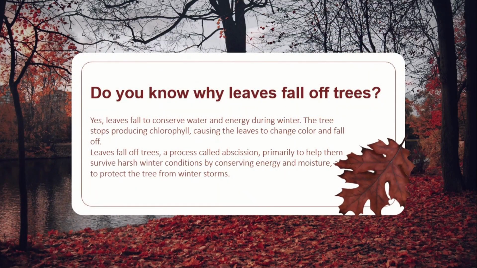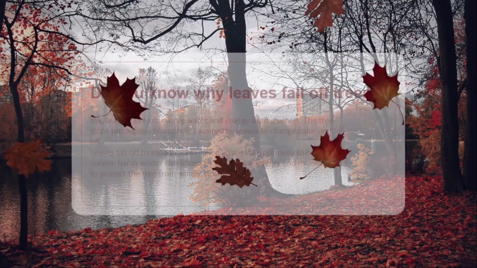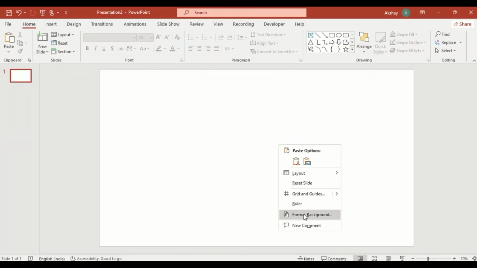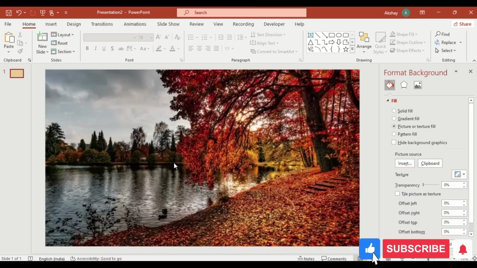Today, we will show you how to create a realistic 3D falling leaf effect, perfect for a nature theme or just showing off your skills. First, right-click your slide, go to Format Background, choose Picture or Texture Fill, and pick a nice forest or sky image. This will make our leaves look like they are really falling.